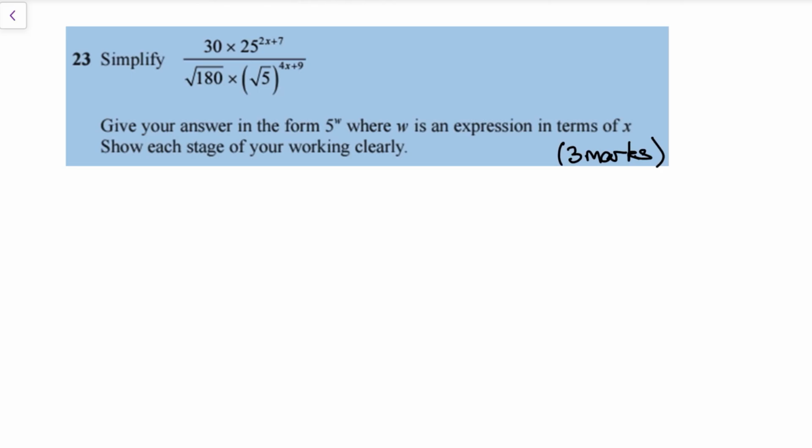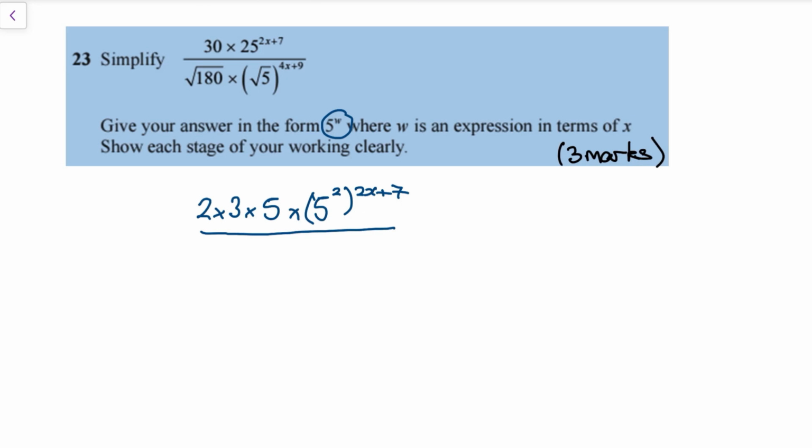So I'm just going to write everything out in terms of prime factors, noting that my final answer should be 5 to the power of w, where w is an expression in terms of x. In other words, it's got an x in it. So let's try that. 30 is the same as 6 times 5, and 6 is 2 times 3, so that's 2 times 3 times 5. And then 25, well, I am going to make them all 5s where I can, so that's going to be 5 squared, to the power of 2x plus 7. Always be careful of trying to do too many steps in one go. You don't really gain much by doing that, and you risk, frankly, just making an error.